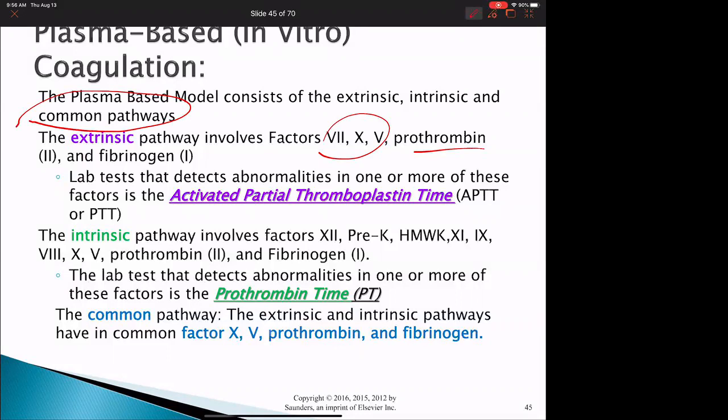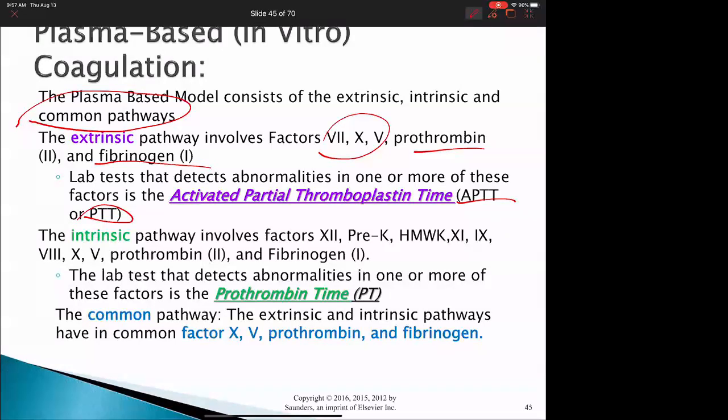So the lab tests that we use in Coag are used to detect abnormalities in one of these factors. So either factor 7, factor 10, factor 5, prothrombin, or fibrinogen. The lab test that we're going to use to identify these factors is called the activated partial thromboplastin time. It's called the APTT or the PTT test, okay?